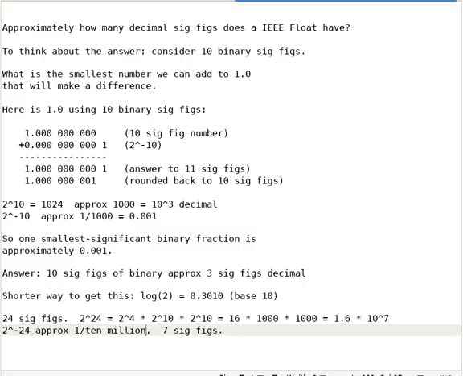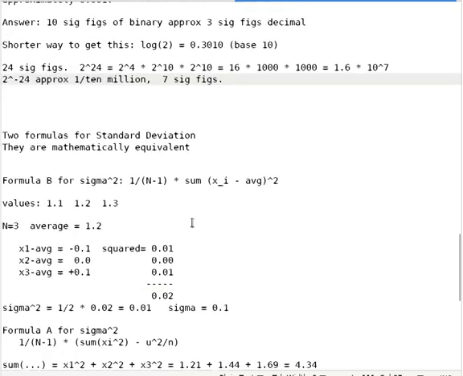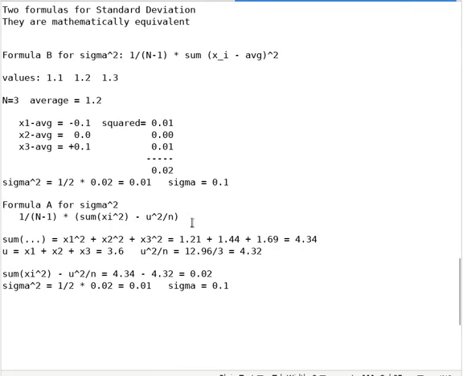Back to our note here. Here's the 2 formulas. So formula B is the one that you're probably familiar with from class or from other statistics computations. We're going to add up xi minus x bar, minus the average, add up those squares. And then we'll multiply that by 1 over n minus 1, because that's the number of degrees of freedom. So here were our 3 values. The average of those is 1.2. You can just eyeball it, right?